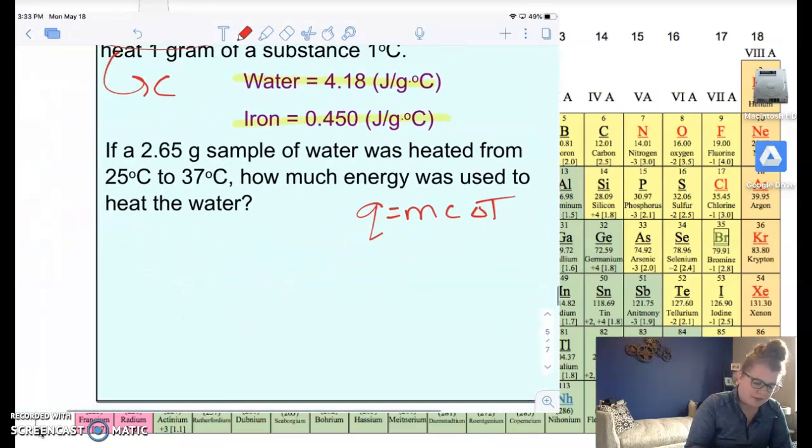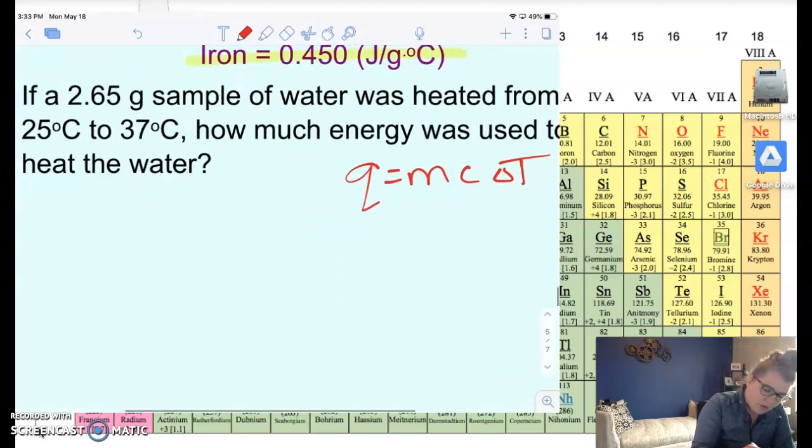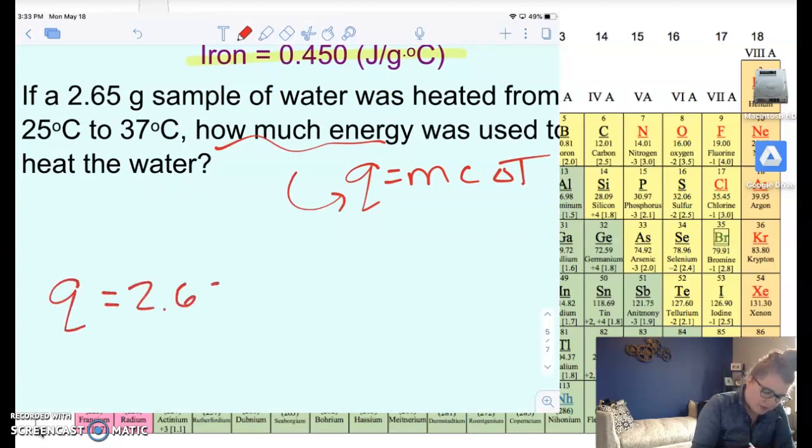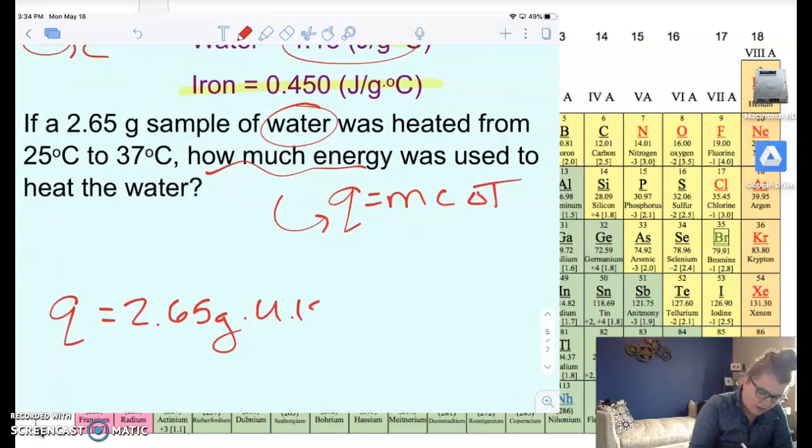So let's try an example here. If a 2.65 gram sample of water was heated from 25 degrees Celsius to 37 degrees Celsius, how much energy was used to heat the water? So I'm solving for how much energy. I'm solving for Q. So Q is equal to M, the mass, which I said was 2.65 grams. C is the specific heat. And since this is water, I'm going to use the specific heat value of water, which is 4.18.